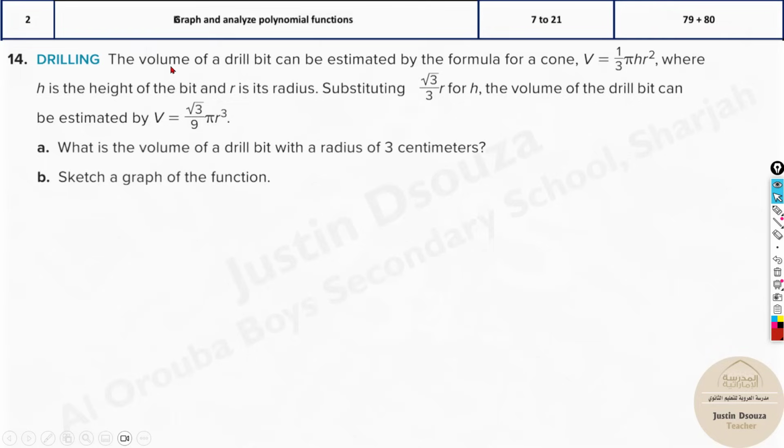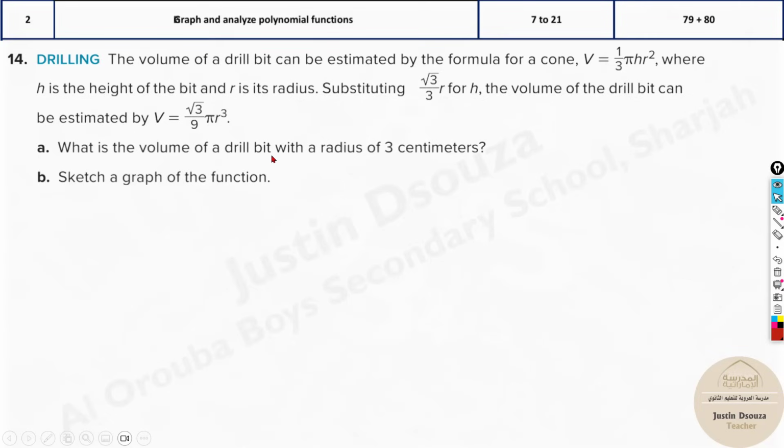Similarly, there's another problem. The volume of a drill bit can be estimated by the formula for a cone. This is the given: V is equal to 1/3 pi h r squared, where h is the height of the bit and r is the radius. Substituting root 3 by 3 r for h, the volume of the drill bit can be estimated over here. Now, instead of the height, they have substituted this value here, and you got the new equation.